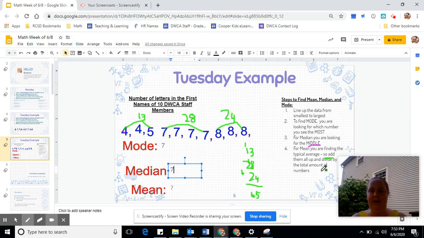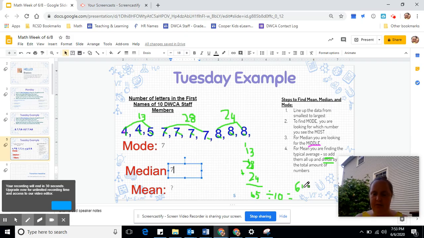What we have to do is divide by how many numbers there were in the data set. So there was 1, 2, 3, 4, 5, 6, 7, 8, 9, 10. So I have to take the 65 and divide it by 10, because that's the number of values in there. We can rewrite 65 divided by 10 as an improper fraction, and that's the same thing as saying 6 and 5/10. So in this case, the mean would be 6 and 5/10.